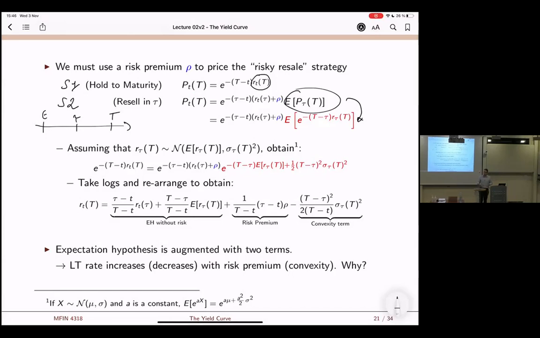In general, if you don't make assumptions, this is difficult. The rate that will apply here, which is R tau of big T, you don't know it today. You can think about it as a random variable from the point of view of today. So basically, we need to make an assumption about the distribution of this random variable. So what do we do in finance when we need to make an assumption about the distribution of a variable? We say it's normally distributed.